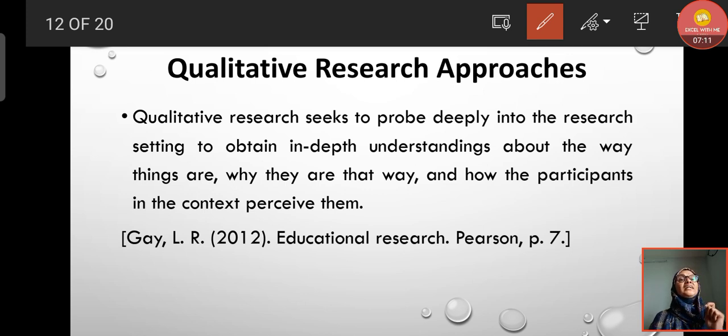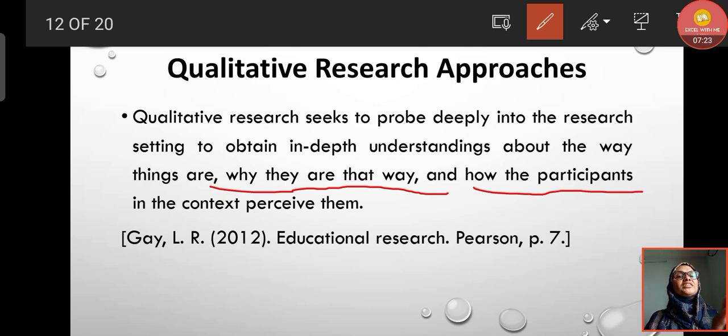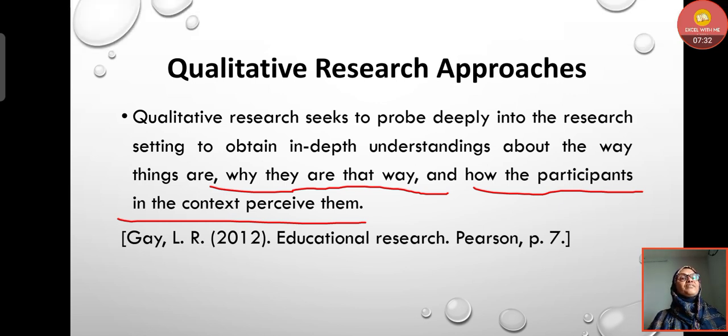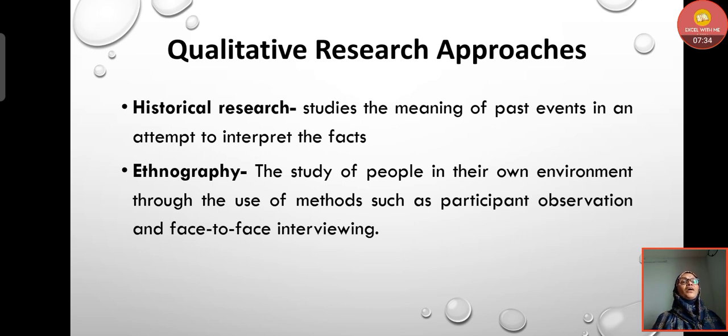What happens here? They obtain the in-depth, the total understanding about the way things are. That means why they are that way, and how the participants in the context perceive them. These are very important things they will understand through these qualitative research approaches. Now, let's see the different qualitative approaches.